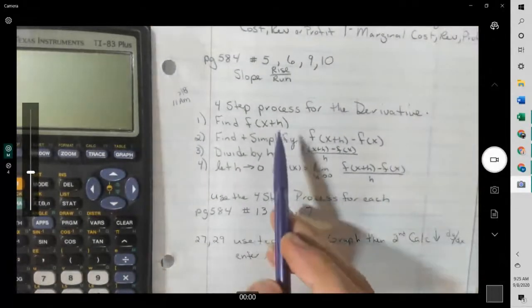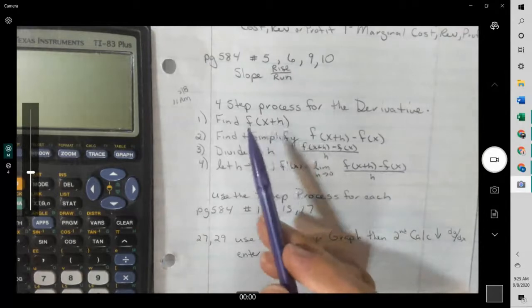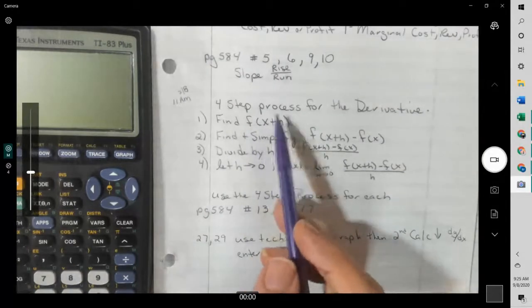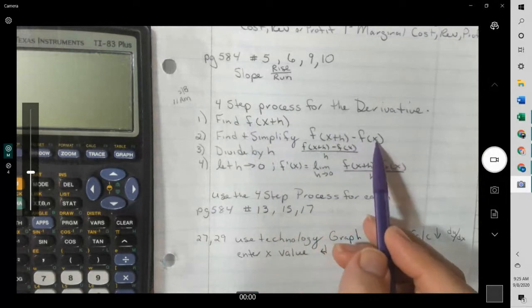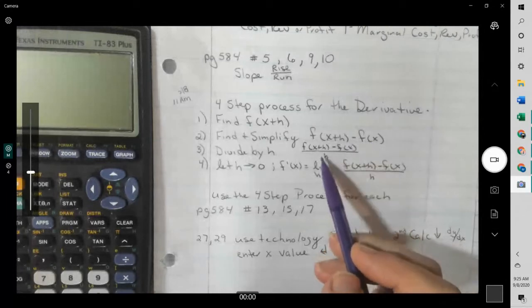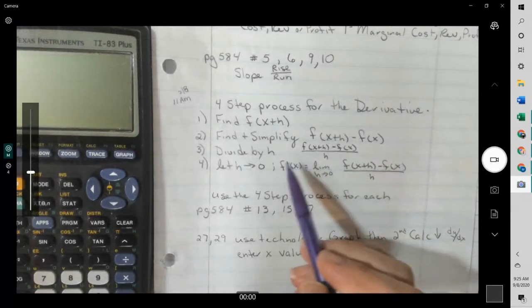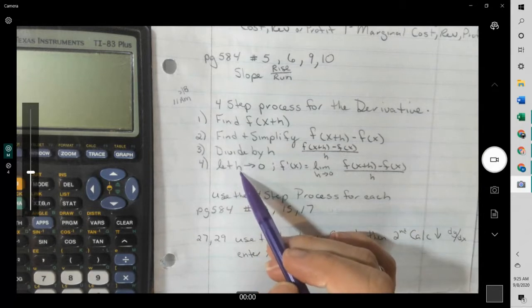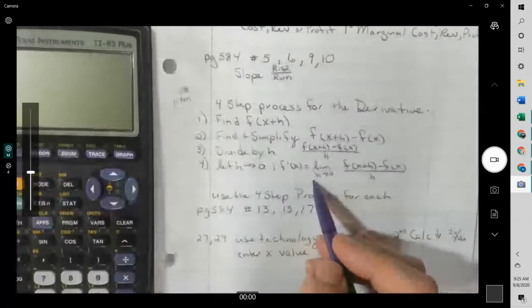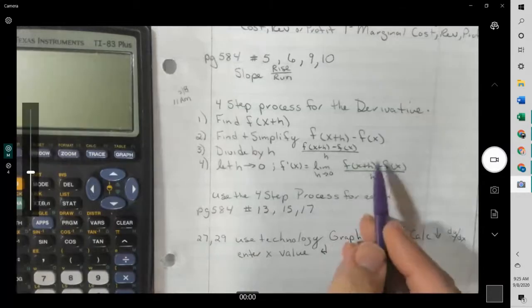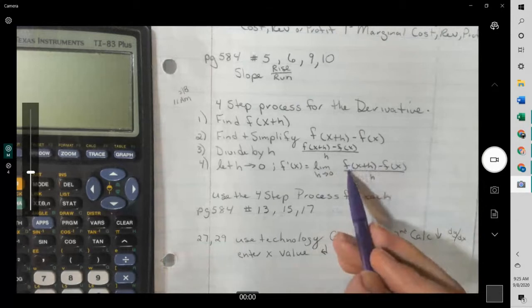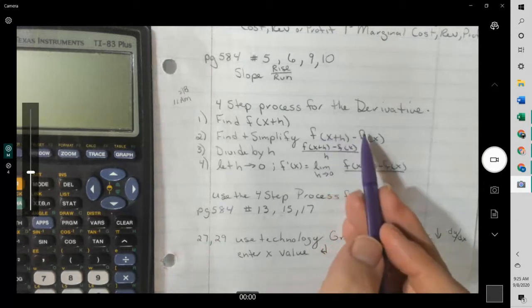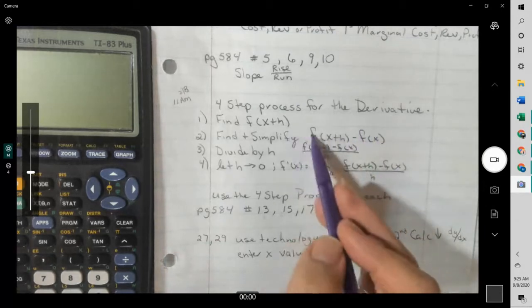For the derivative, there's also what's called a 4-step process. The first thing you do is find f of x plus h. And then you take f of x plus h minus f of x, so minus the original function. Then we divide by h. Lastly, we let h approach 0, or find the limit as h approaches 0. Now, if you can do this all at once, that's fine. Some problems are easier to do that, but larger ones, polynomials that can reduce first, you might want to follow these steps.